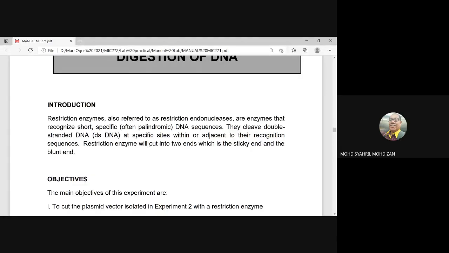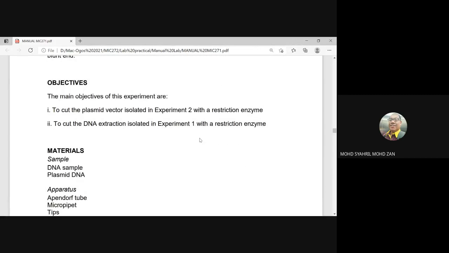Restriction enzymes will cut into two kinds of ends, which are sticky ends and blunt ends. So from this experiment, the objective: number one, we have to cut the plasmid vectors isolated in experiment number 2 with the restriction enzyme. Experiment number 2 is the extraction of plasmid that we did earlier. And then cut the DNA extraction isolated in experiment number 1 with the restriction enzyme.